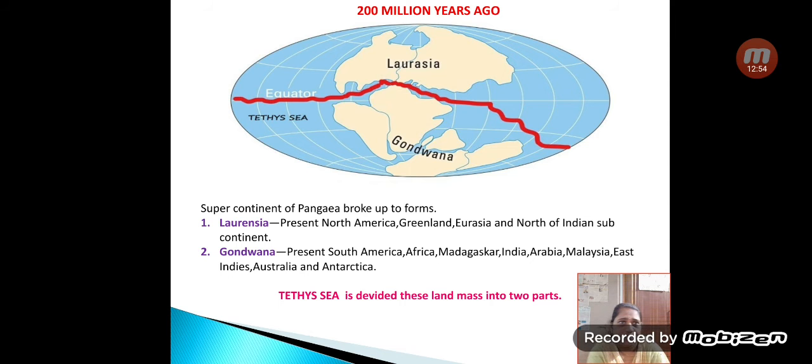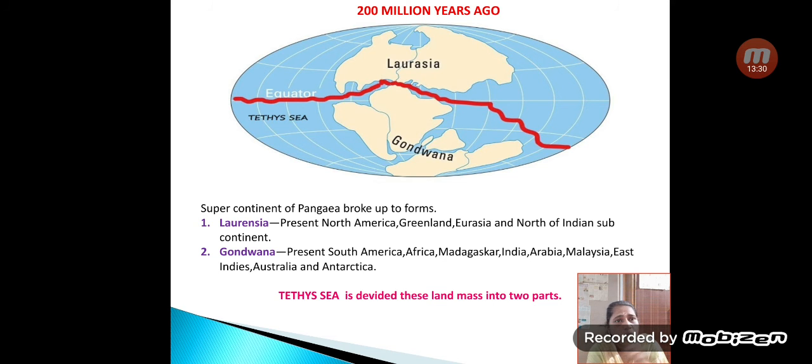Next, the Tethys Sea divided this landmass into two parts. Which sea divided these two landmasses? Yes, the Tethys Sea divided the landmass into two parts. The map shows the situation of the Earth 200 million years ago.